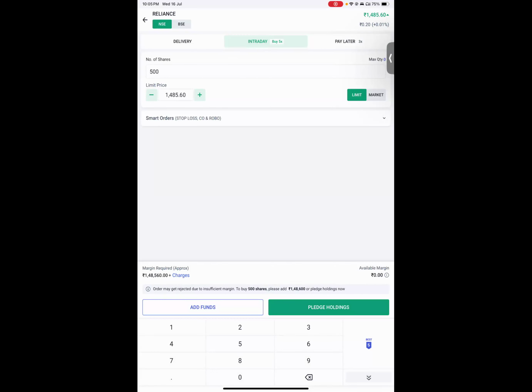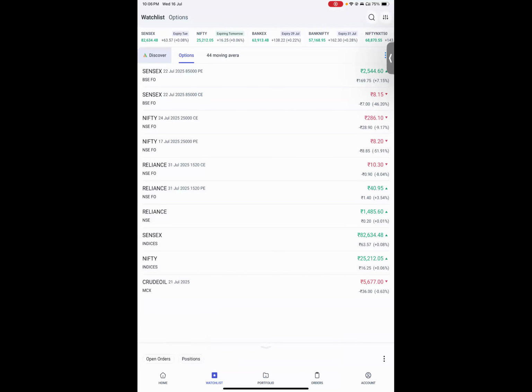The price moved from 1,485 to 1,486. How much profit will you gain, sir? Right now, the price of this asset is 1,485. The price increased by 1 rupee and you are holding 500 quantities. How much profit will you gain here if 1 rupee increases from 85 to 86? I will get 500 rupees profit. 500 rupees. Okay, perfect. Now let's come to the Reliance derivative.